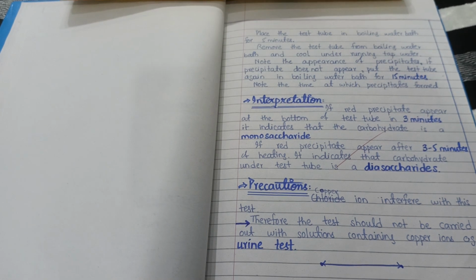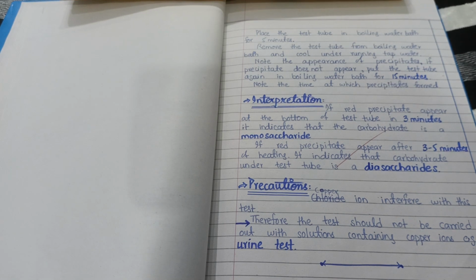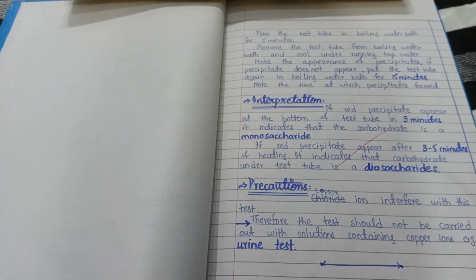In the interpretation, you will say that the appearance of a red precipitate within 3 minutes shows that a monosaccharide is present, and if it takes 3 to 5 minutes, it means it is a disaccharide. The precaution is that the cupric ion can interfere with the test tube, so you have to handle the test tube carefully. So this was the third experiment for the detection of carbohydrates, which is the Barfoed reagent.